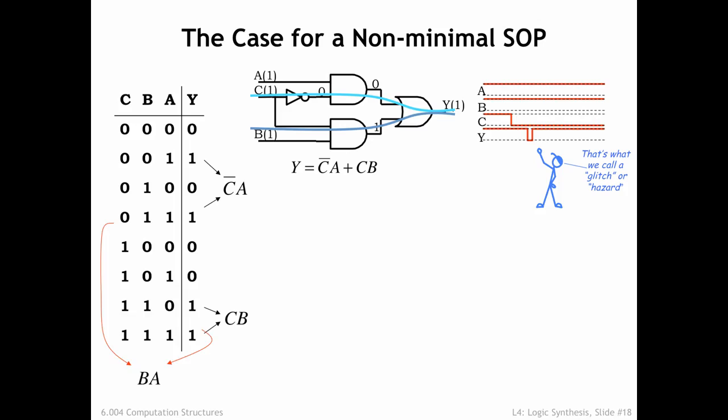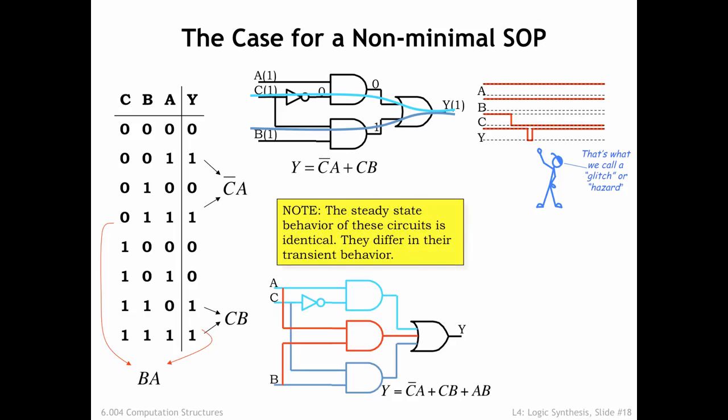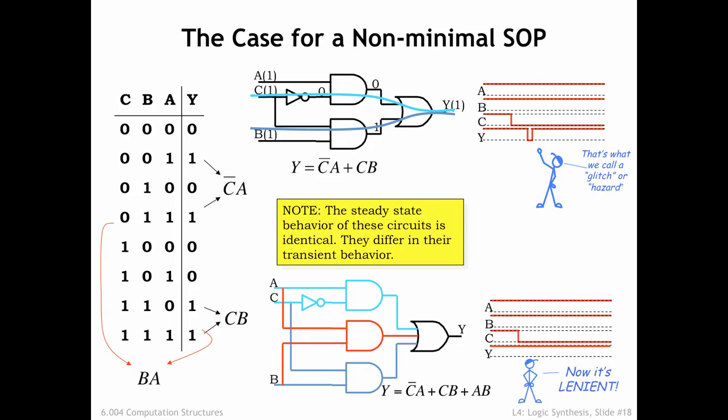If we include the third product term, BA, in our implementation, the circuit still computes the same long-term answer as before. But now, when A and B are both high, the output Y will be 1 independently of the value of the C input. So the 1 to 0 transition on the C input doesn't cause a glitch on the Y output. If you recall the last section of the previous chapter, the phrase we use to describe such circuits is lenient.